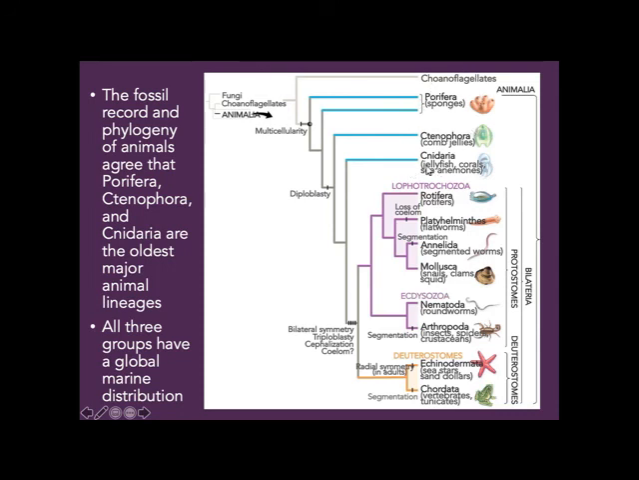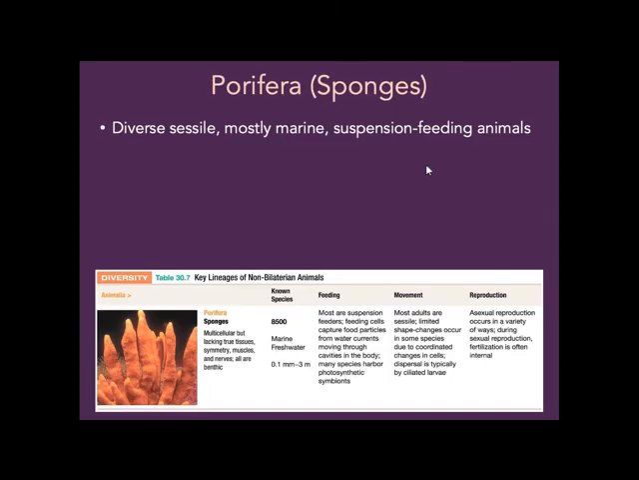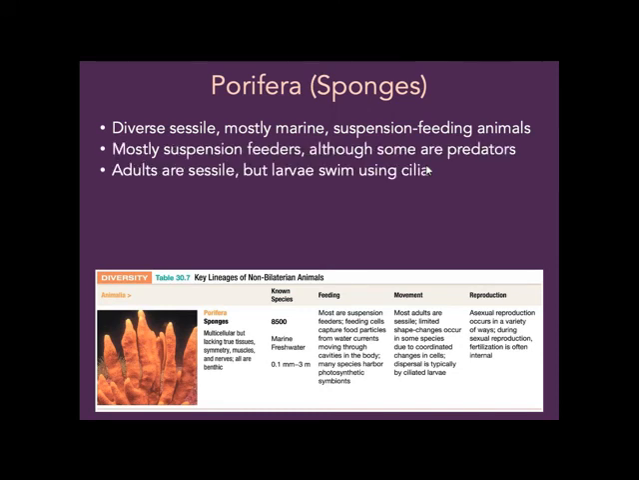Some are predators, though. I actually found a little movie of some of the predators because I was curious about that, so you can see that in lab. The adults are sessile, but the larvae will swim with cilia, and they reproduce asexually in a bunch of different ways. So basically, they'll all put out sperm and eggs at the same time.